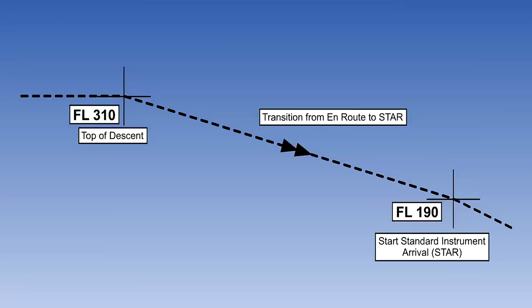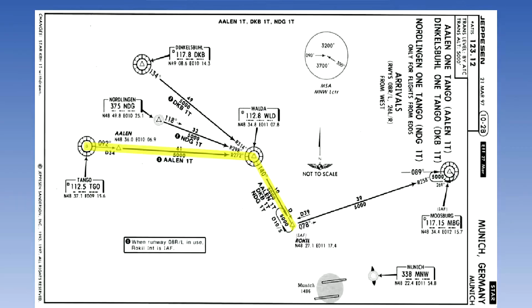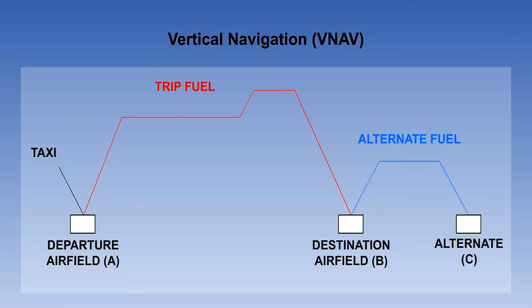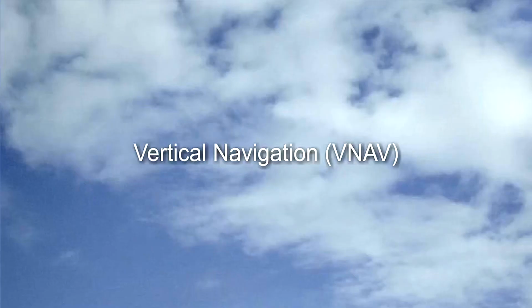The transition from the top of descent to commencing the standard instrument arrival. The standard instrument arrival or STAR. The selected instrument approach to the landing runway. A missed approach and go around if required. And a flight plan to an alternate airport. Vertical navigation is also complex and there is a lot of interaction with lateral navigation. We will show some of these facilities by the use of examples.